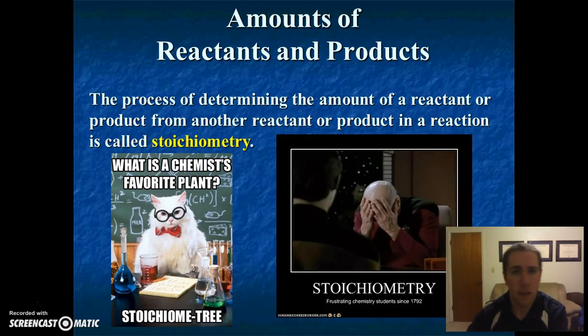Stoichiometry is something all chemists do. It's a hard word. At first, it's going to look hard. There's no way around it, but it's not. All stoichiometry problems are equally hard. If a problem looks hard, you're making it harder than it needs to be. All stoichiometry problems are simple.